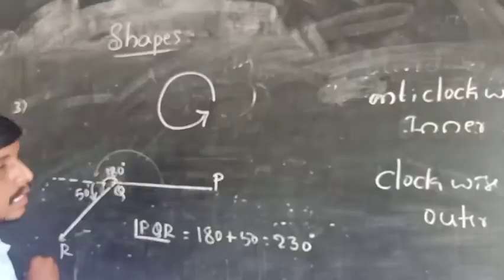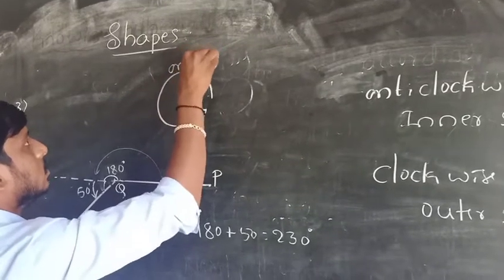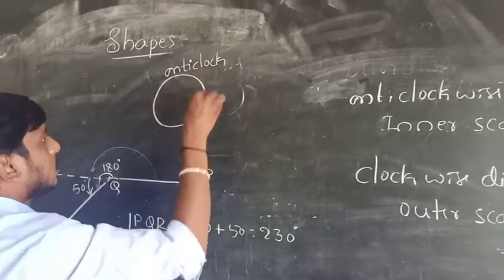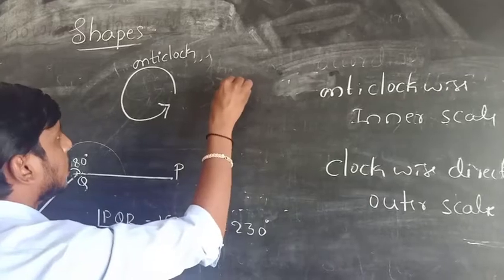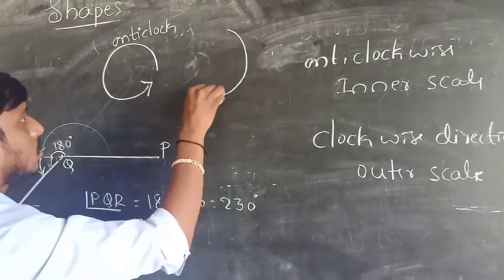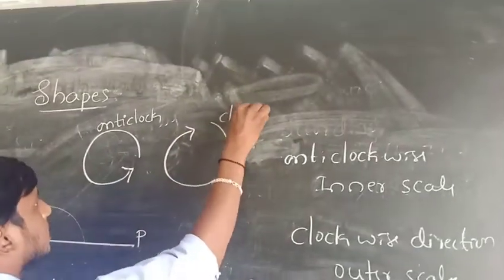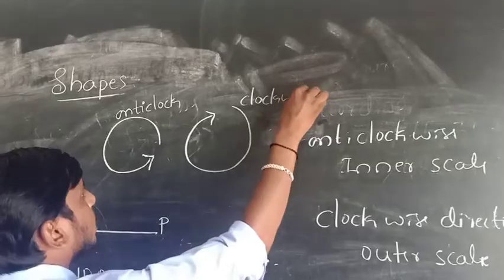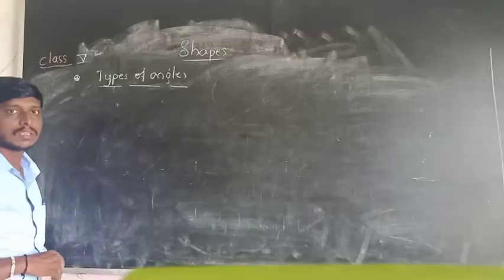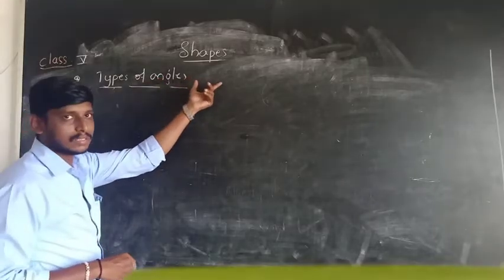See, once I remember, the direction of angle is like that. The direction of angle is like that. It is anti-clockwise. If the direction of angle is like that, so it is clockwise direction. So keep remember, don't confuse.